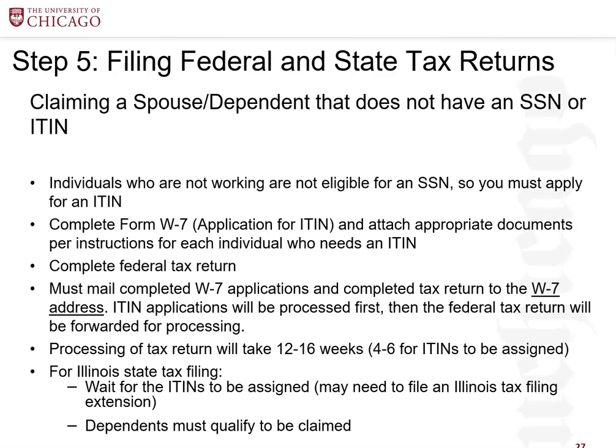For Illinois state tax filing, you would hold off on filing your Illinois state tax until you receive those ITINs. So while you would mail your federal return with the W-7, you would hold off on that state return. You may need to, especially at this point, file for a state tax extension until October 15th, and then file your Illinois tax return once you've received your ITIN.